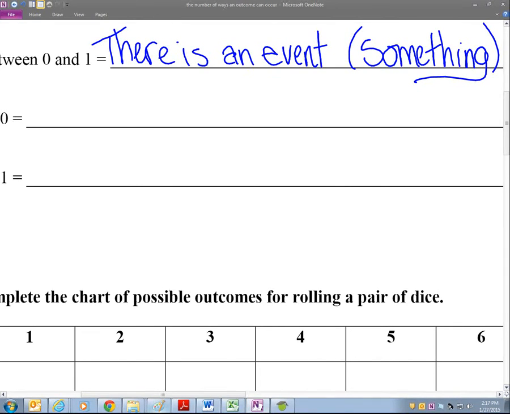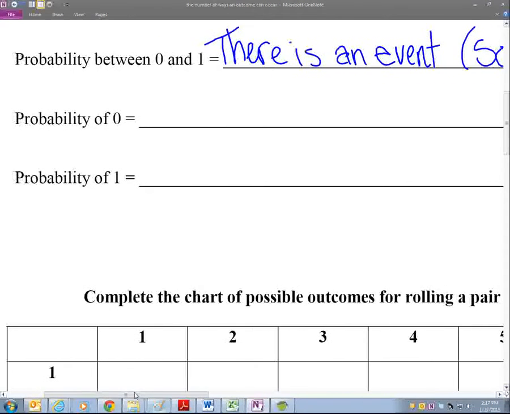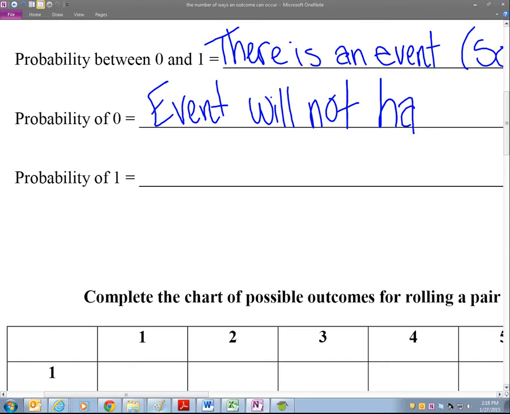Then there's a probability of 0, and that's when the event will not happen. The event will not happen. That's when there's a probability of 0.